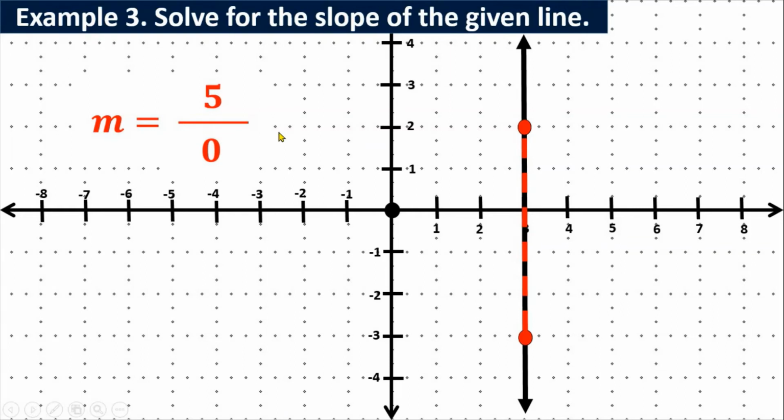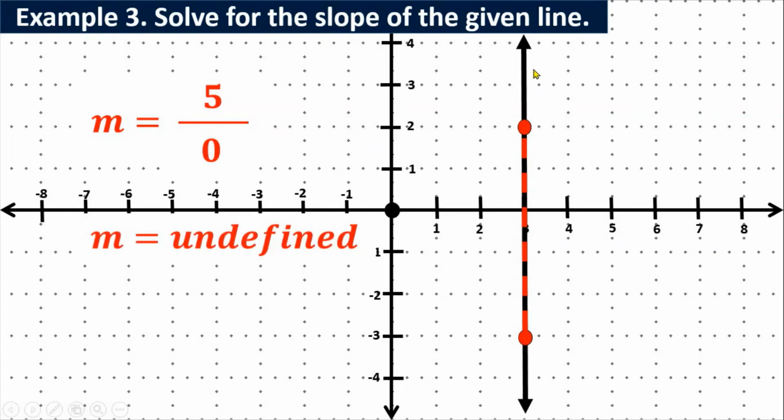5 over 0 is undefined. So meaning to say, when the given line is vertical, the run is always 0. And that only concludes that the slope is always undefined when the given is a vertical line.